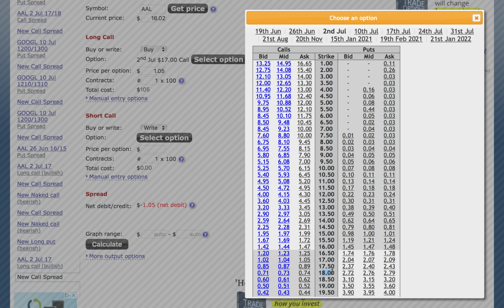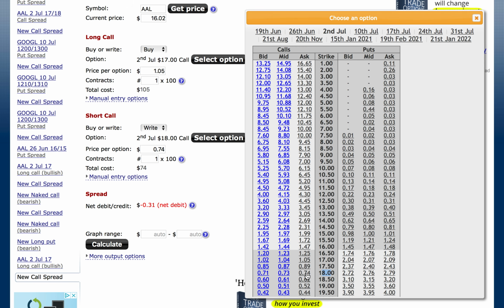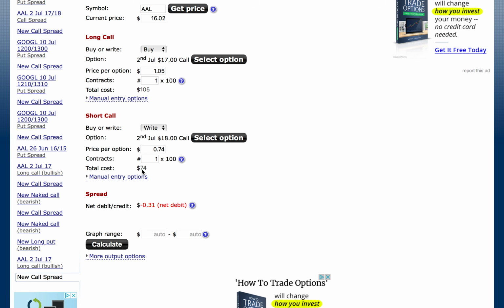We'll just use an $18 strike price. And for this, we're going to get paid 74 cents per share. And since there's 100 shares, we're going to get paid $74. What this is going to do is minimize the amount you have to pay, right? Because you're going to pay 105 to buy the call, but you're going to get paid 74 to sell a call. And so now you're going to pay 31 cents per share, and since there's 100 shares, you're going to pay $31.